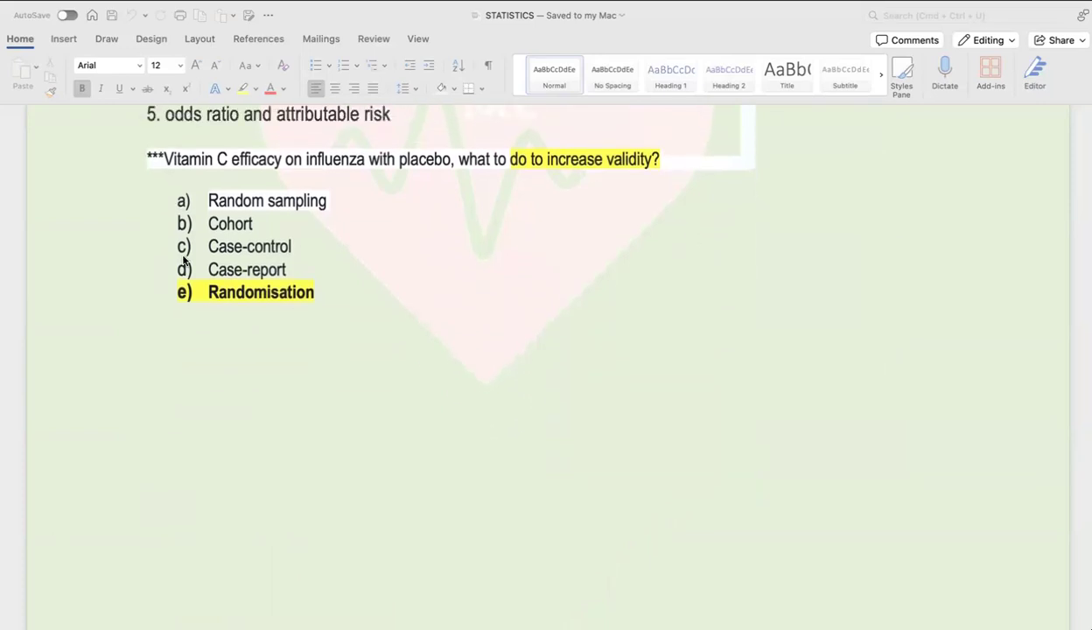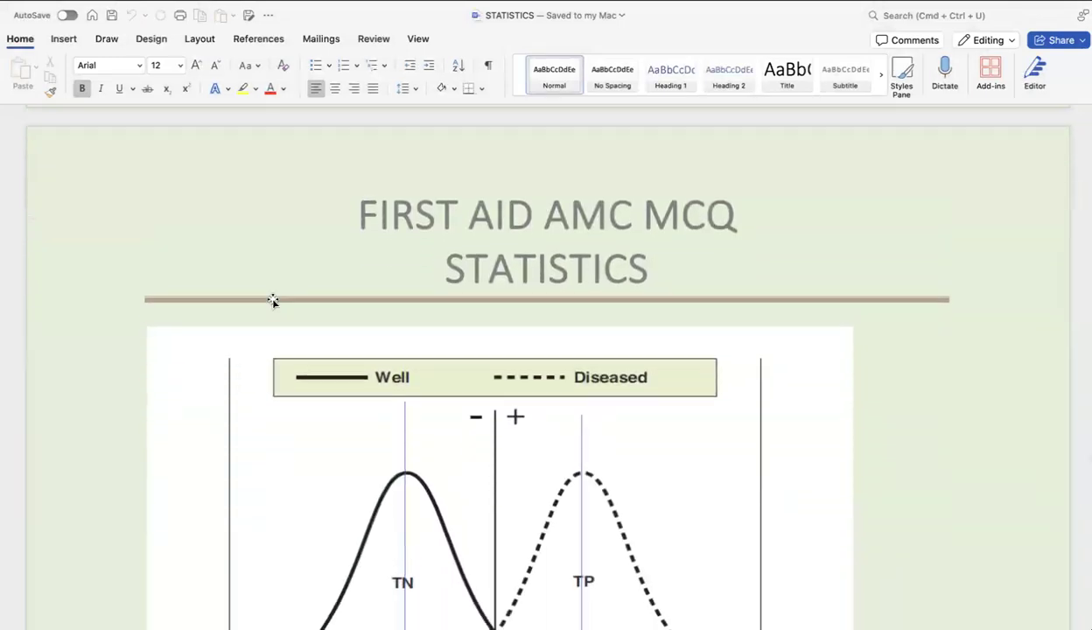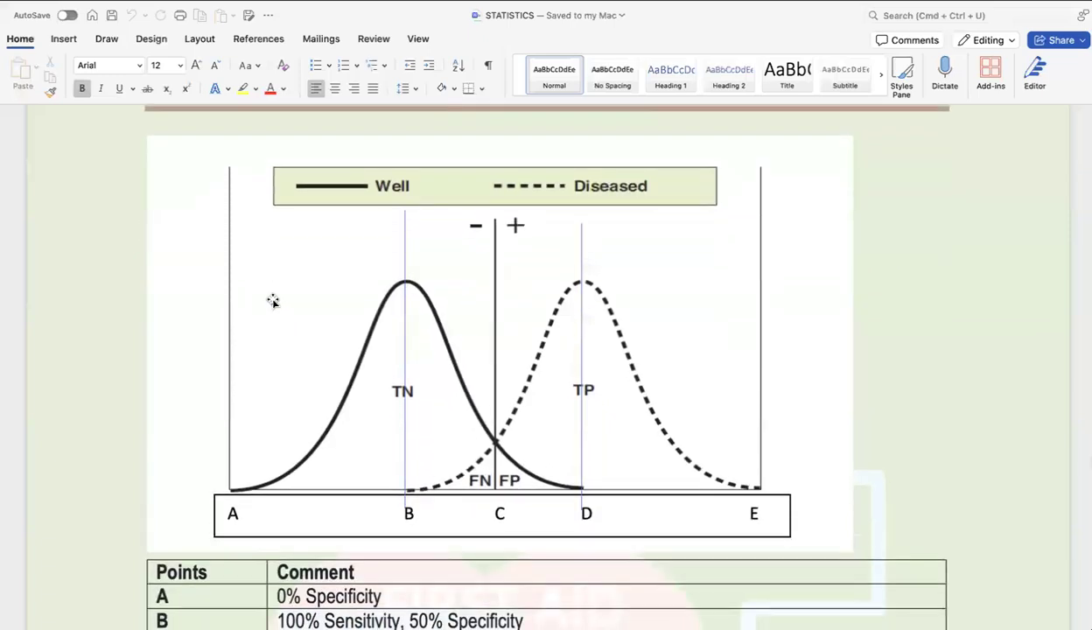Vitamin C efficacy on influenza with placebo. What to do to increase the validity? So the question is how we can increase the validity of a test. Randomization, always. So randomization is the best way to increase validity, sensitivity of a test.